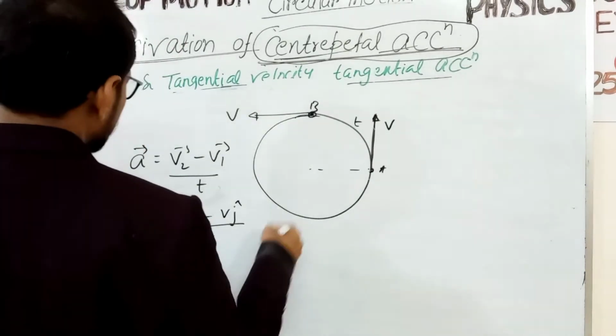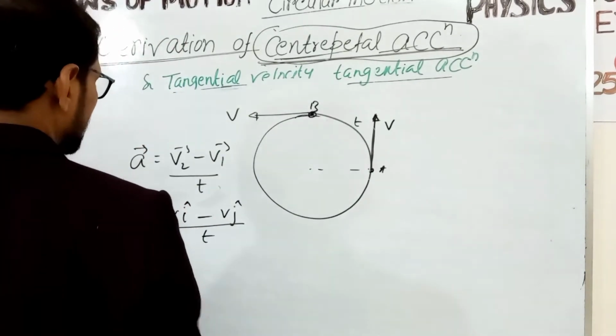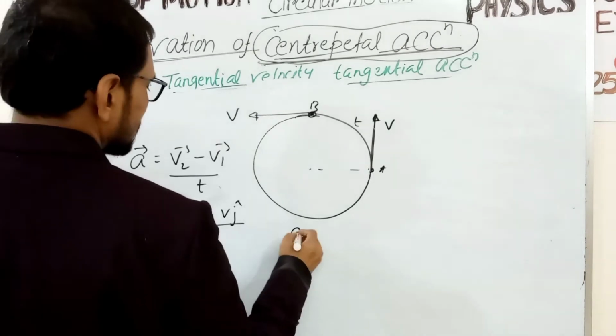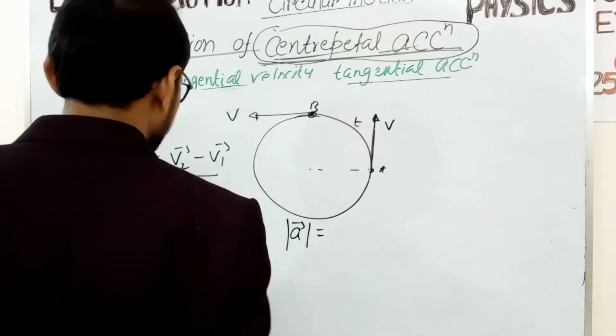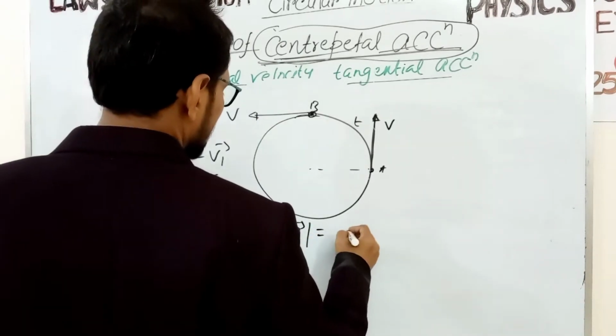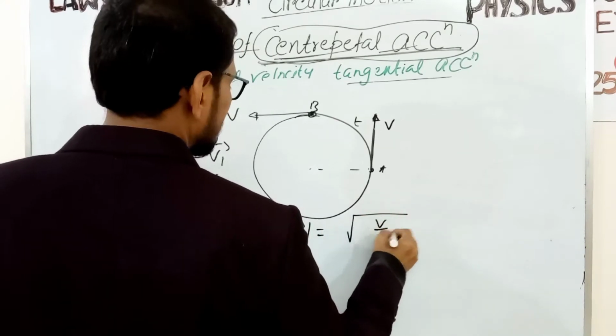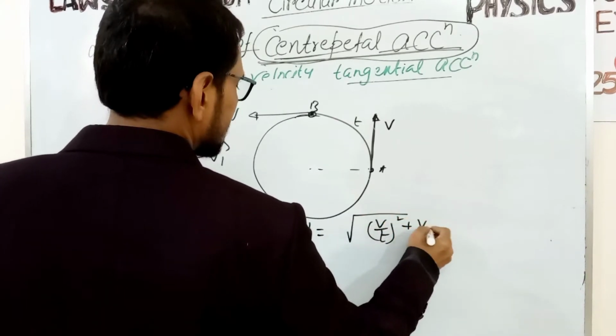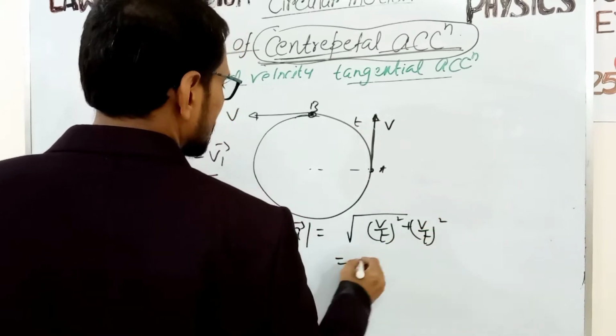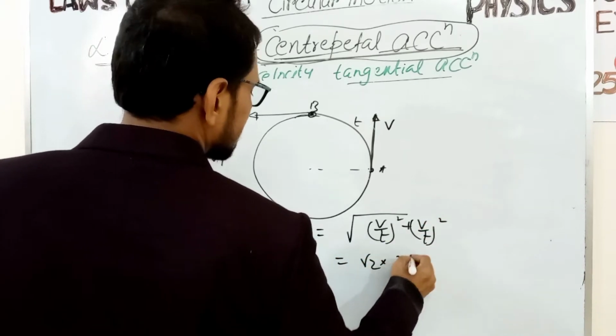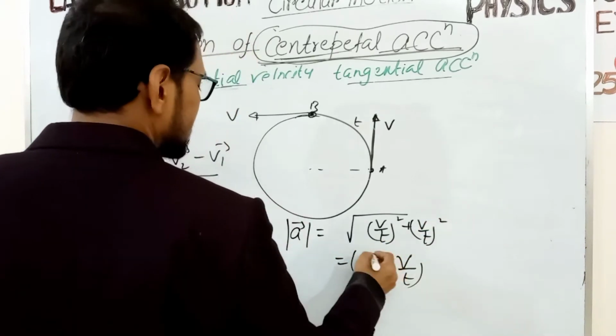So the magnitude equals root over (v by t) whole square plus (v by t) whole square, which equals root 2 v by t. Suppose this is the acceleration.